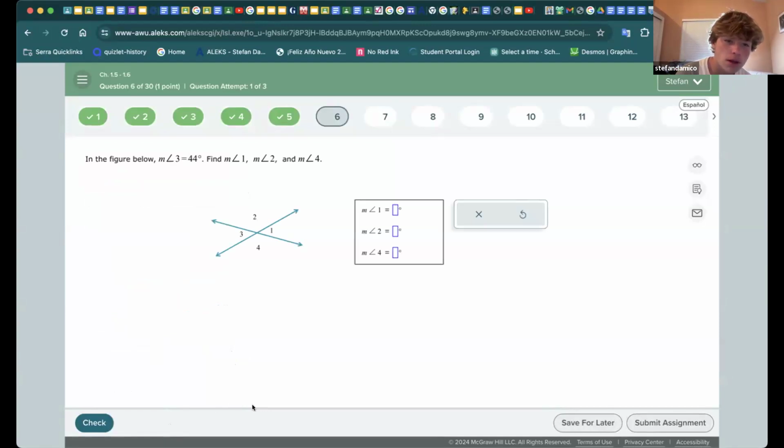So M1 is going to be 44. Then that's pretty easy. So 136 adds up to 88. So then you have to find, or just right next to it. Just do 136. So it's 136. And angle 4 is also 136.